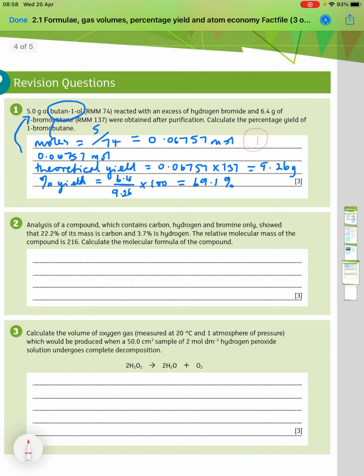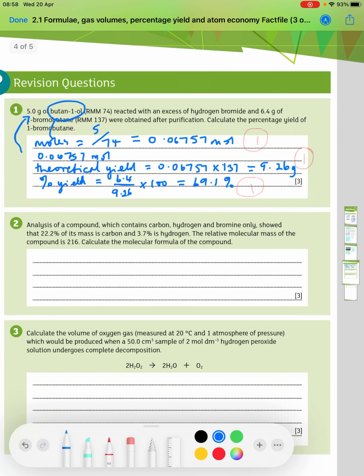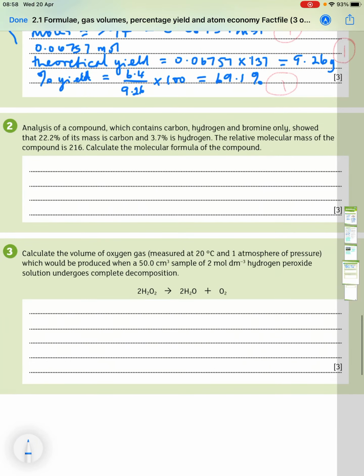And the marks there come from 1 mark for getting the number of moles, 1 mark for getting the theoretical yield, and 1 mark then for working out the percentage yield.